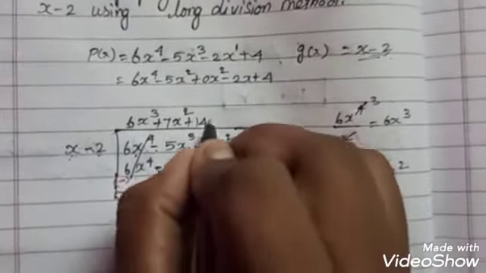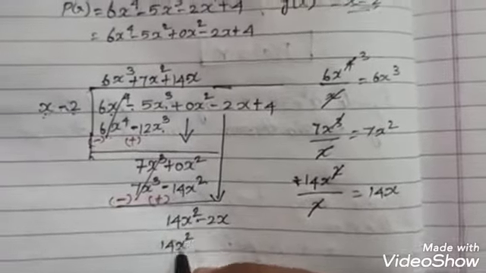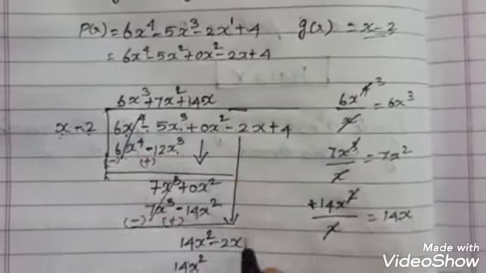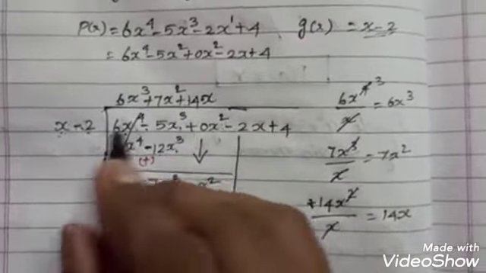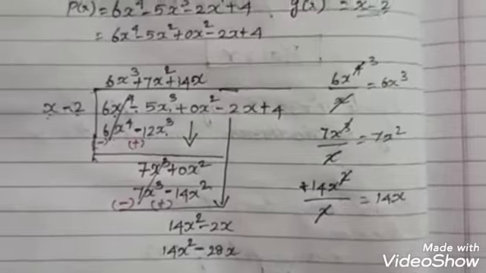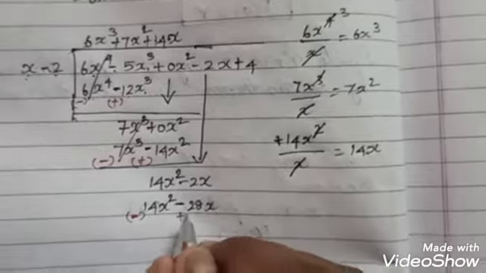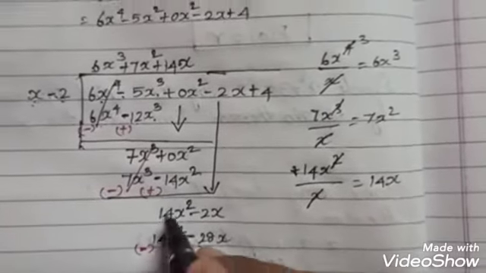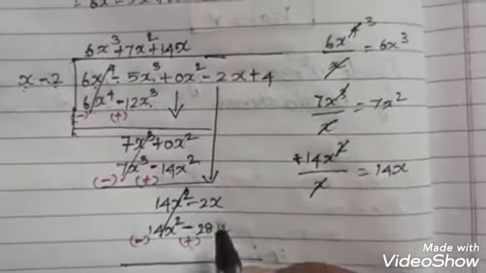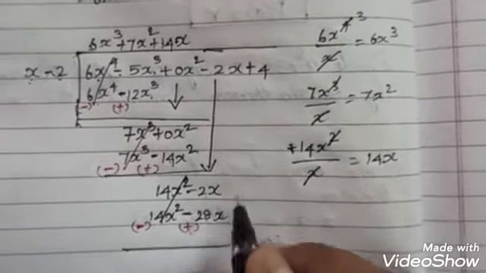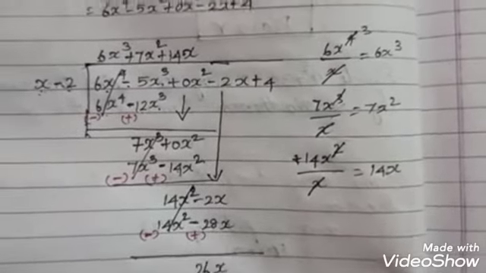You take it here, 14x. 14x into x, it becomes 14x square. 14 plus into minus, minus 28x. 14 twos are 28. Now the same process, you need to change the symbol. This one becomes minus plus. Same term with different symbols becomes 0. Plus minus, you need to subtract. So it becomes 26x. 28 is bigger, so plus.